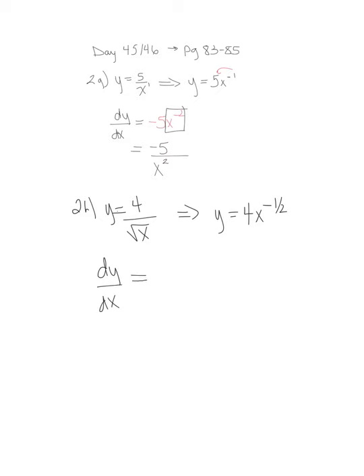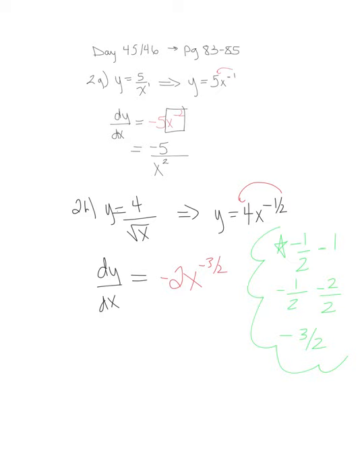So I'm going to do my negative 1/2 times my 4, so I will get negative 2, and then x to the power of negative 1/2 take away 1, so a negative 3 over 2. Now, I can just do this on the side. If I have negative 1/2 and I need to take away 1, that's the exact same as negative 1/2 take away 2 over 2, which is negative 3 over 2.